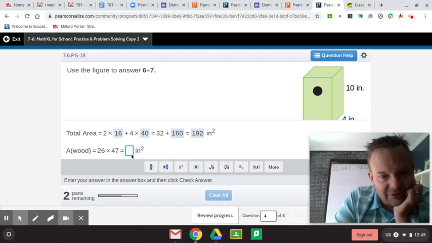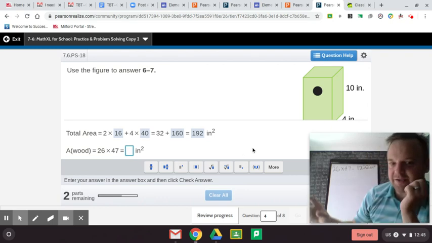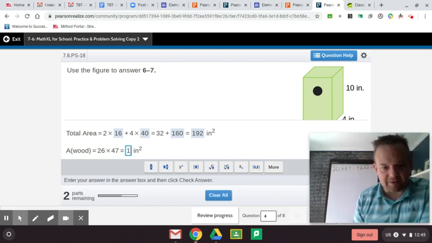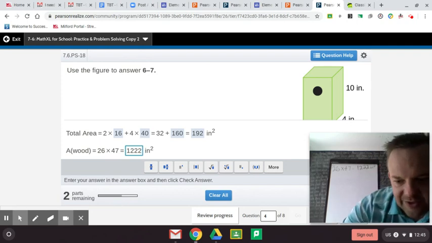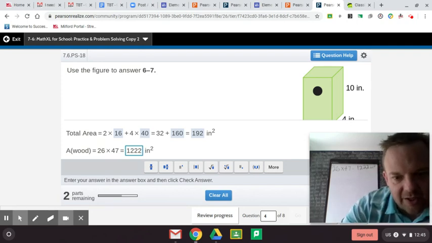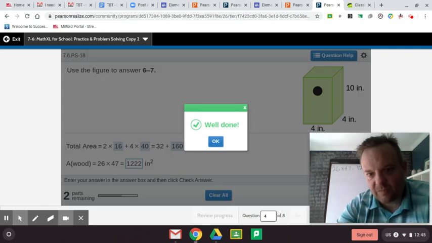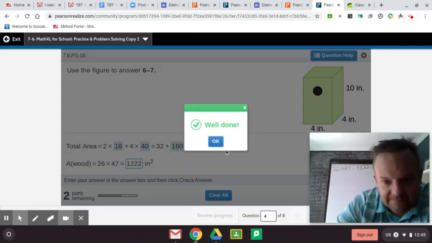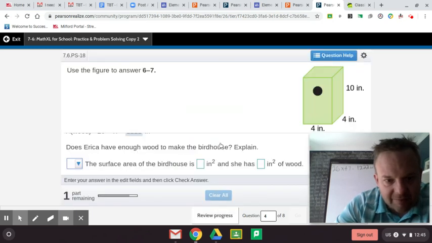Now, what is this? 26 by 47. That's what we did right there. You see that, guys? So that is 1,222 inches squared. And we have that. Are there more parts?